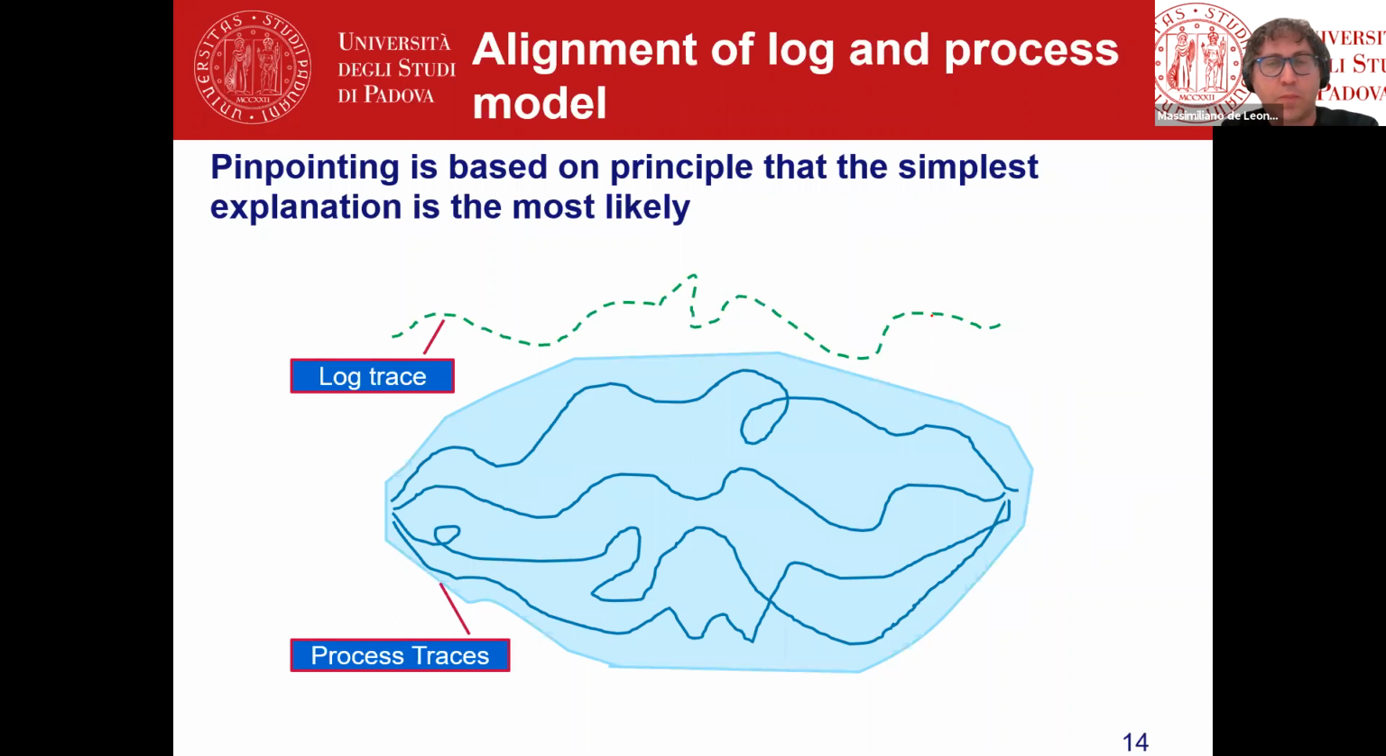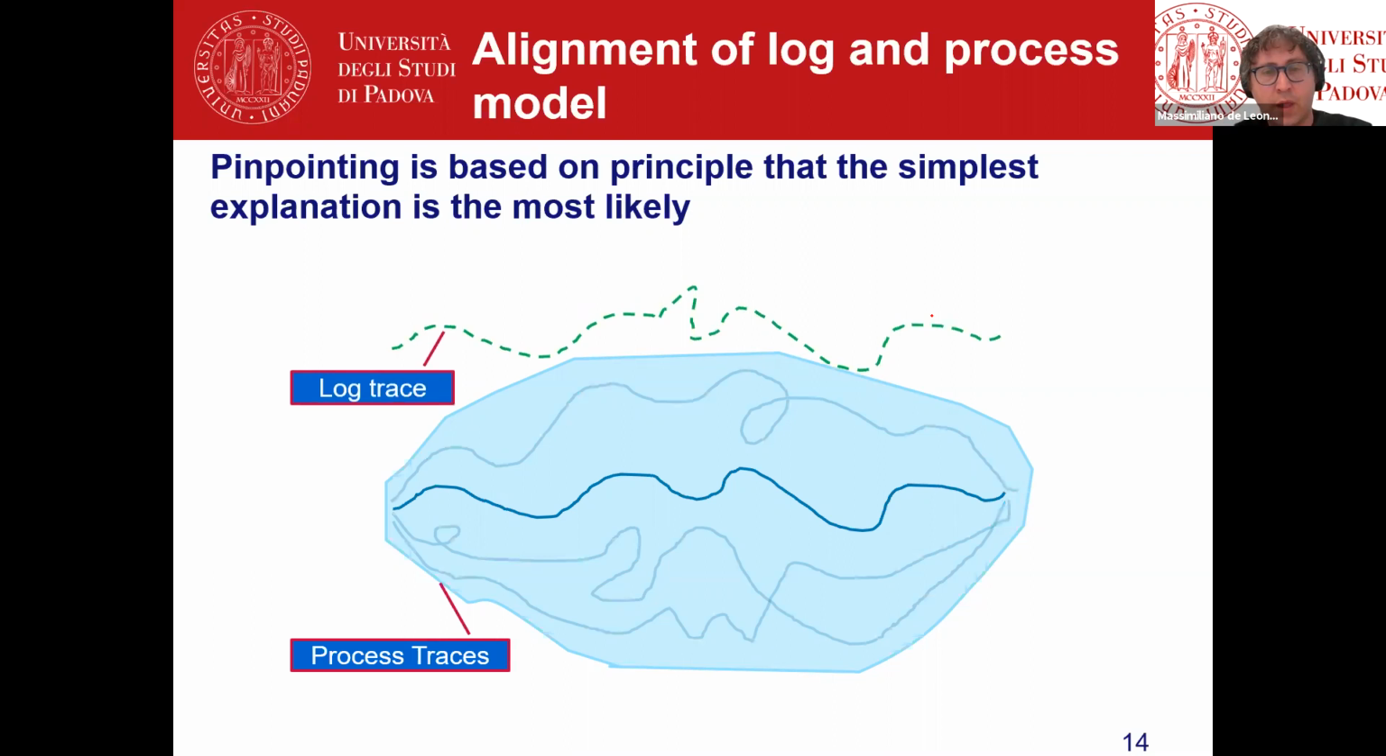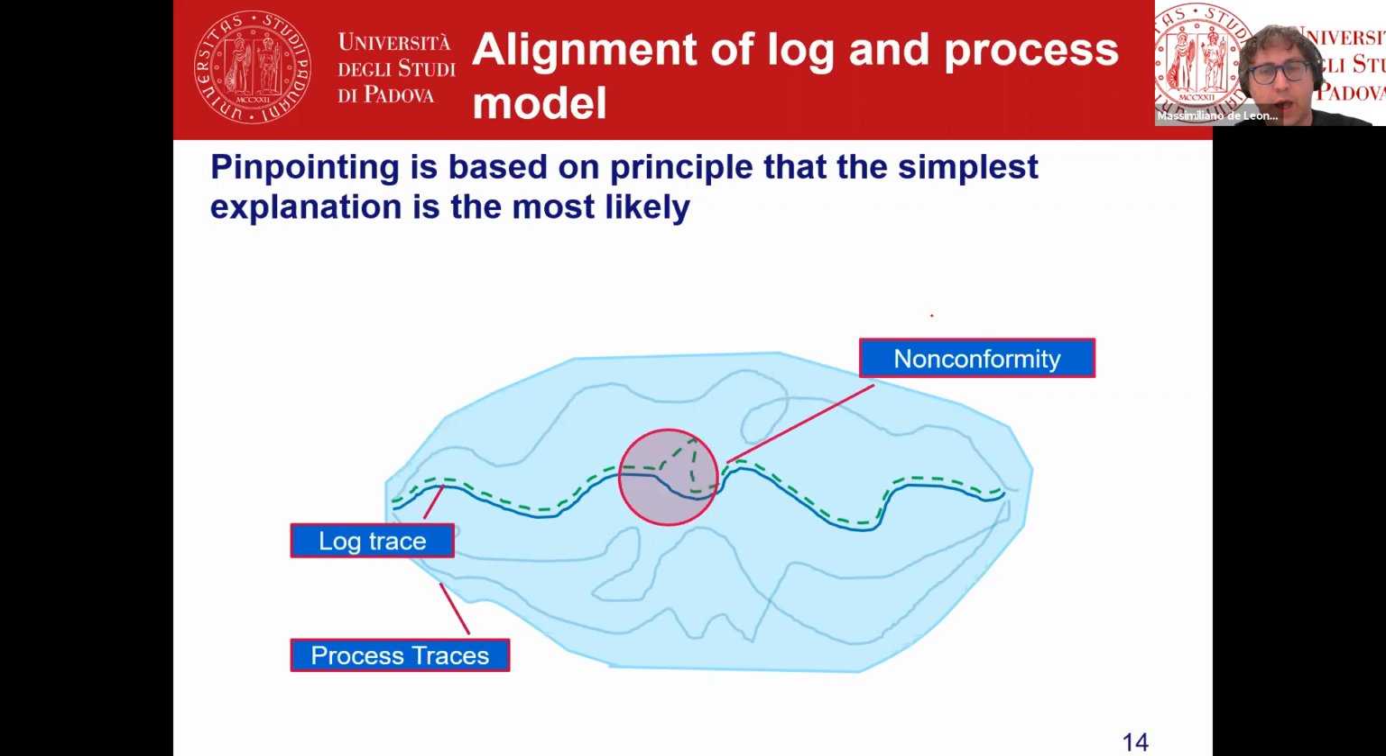So in other words, let's suppose that we have the log trace, the one with dotted lines on top, and we have the process model. The process model means that we have a set of process executions, what we call here process traces. And conformance checking for me means that I want to find the process trace that is the closest to the log trace. So for example, this one, and then I want to pinpoint the non-conformity, the deviations, which are around this area. And this is the information that the stakeholders of the companies in which the process was executed are going to be reported. And then, of course, you can do some root cause analysis and try to understand why these deviations are occurring. But this part I touched on in my research, but for the sake of time, I will not talk about it today.